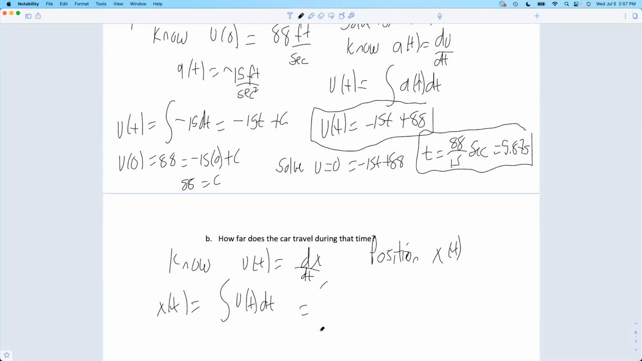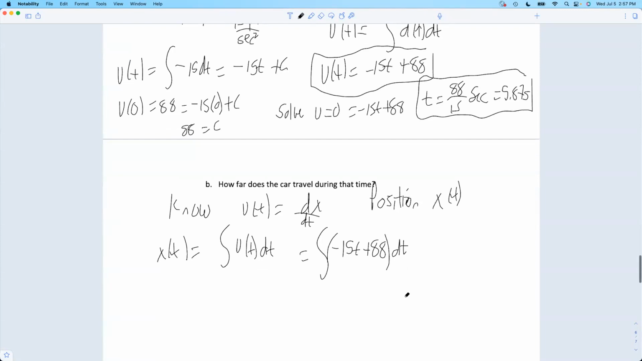So that will be the antiderivative of negative 15t plus 88 dt. Don't forget your differential in here. You'll never in your life have an integral symbol without a differential. On a test, every time you leave that off, it's a -1.